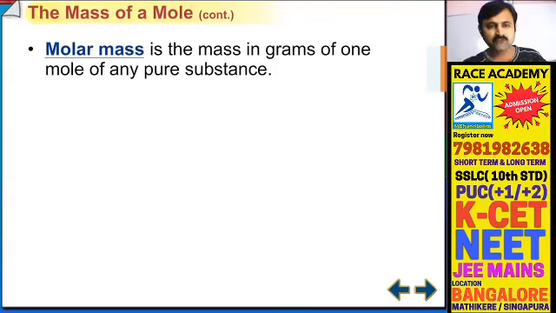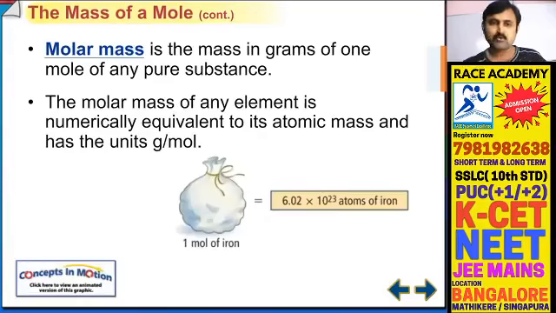The mass of a mole, that means molar mass, is the mass in grams of 1 mole of any substance. If you find the mass of 1 mole of a substance, you can call it molar mass. The molar mass of any element is numerically equal to its atomic mass and has units of grams per mole. So if you take 1 mole of iron, an element, we have Avogadro number of atoms of iron.